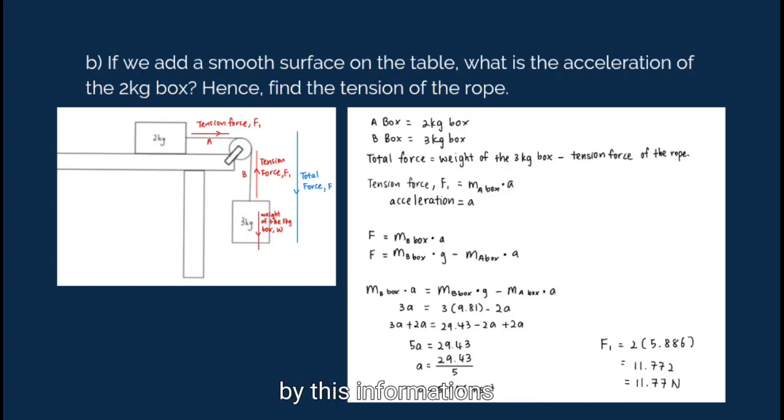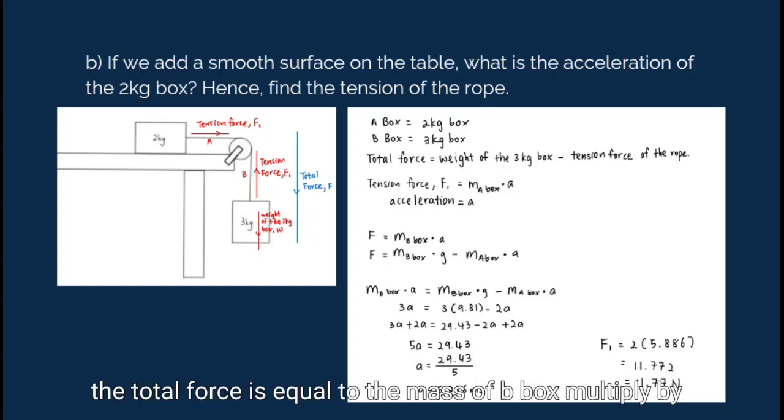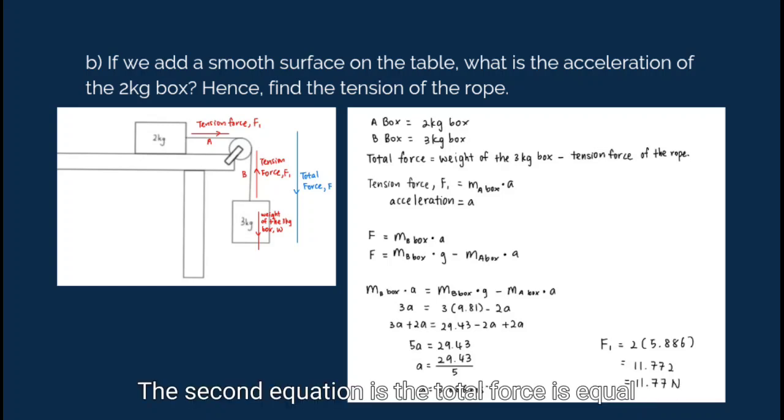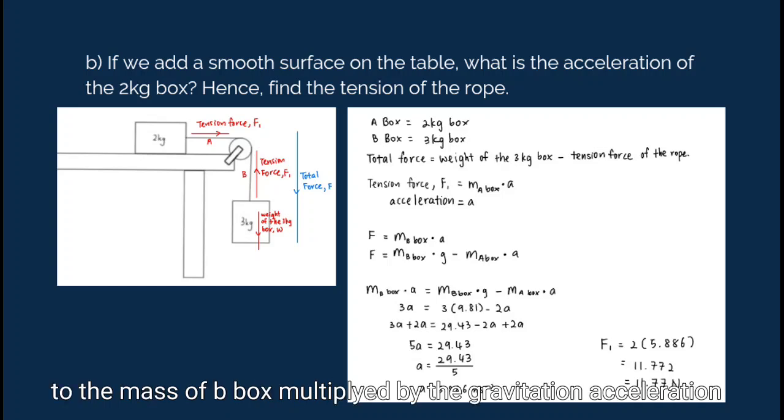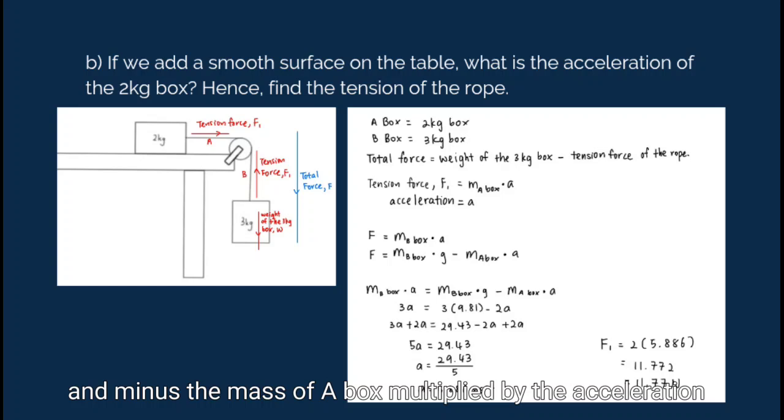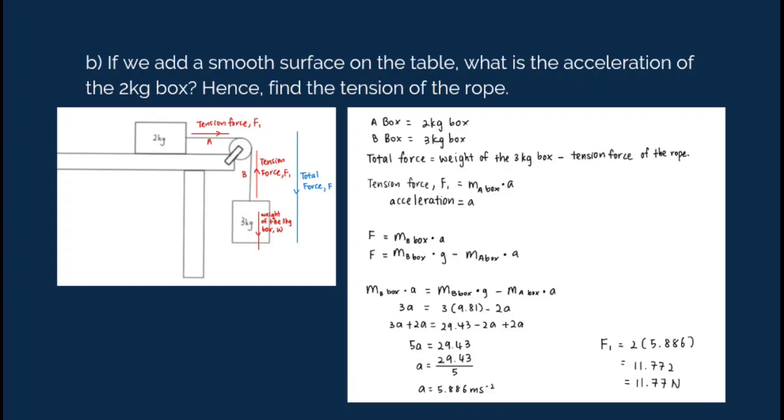By this information, we can build two equations. The first equation is the total force is equal to the mass of B box multiplied by the acceleration. The second equation is the total force is equal to the mass of B box multiplied by the gravitational acceleration minus the mass of A box multiplied by the acceleration. Now, combine these two equations. Then we get a new equation. Mass of B box multiplied by acceleration is equal to mass of B box multiplied by gravitational acceleration minus the mass of A box multiplied by acceleration.